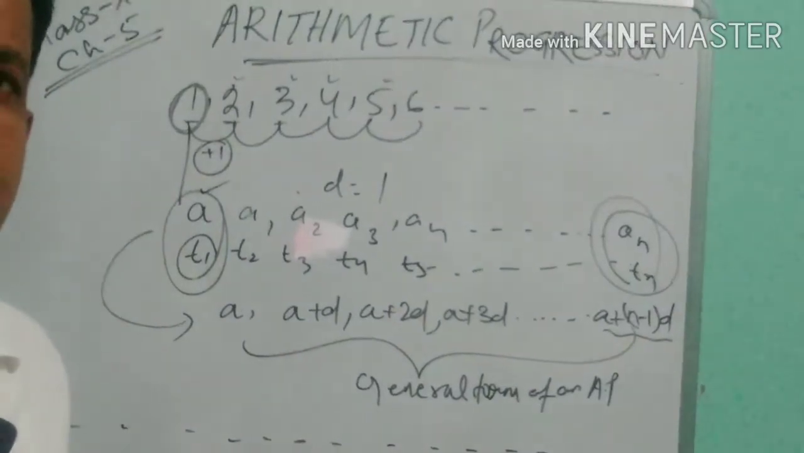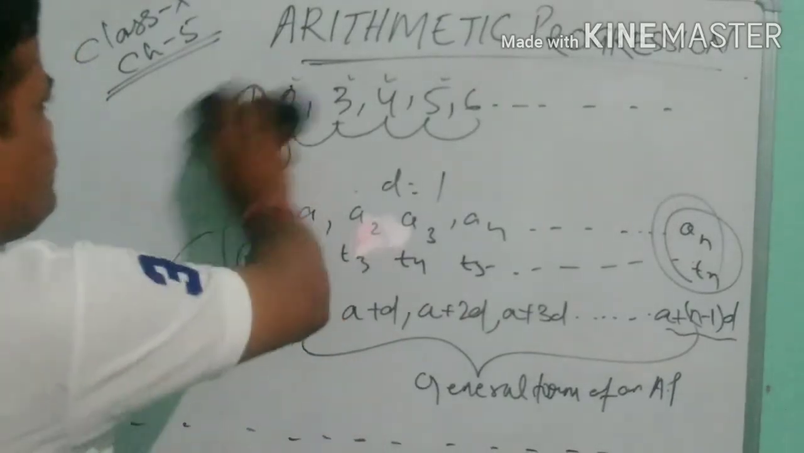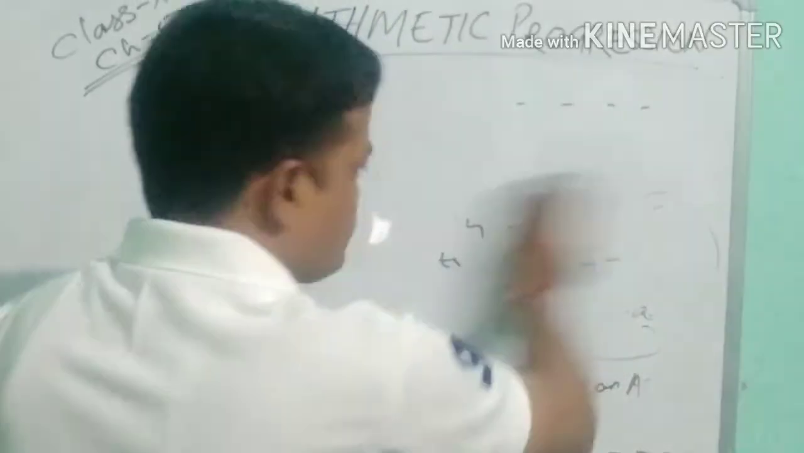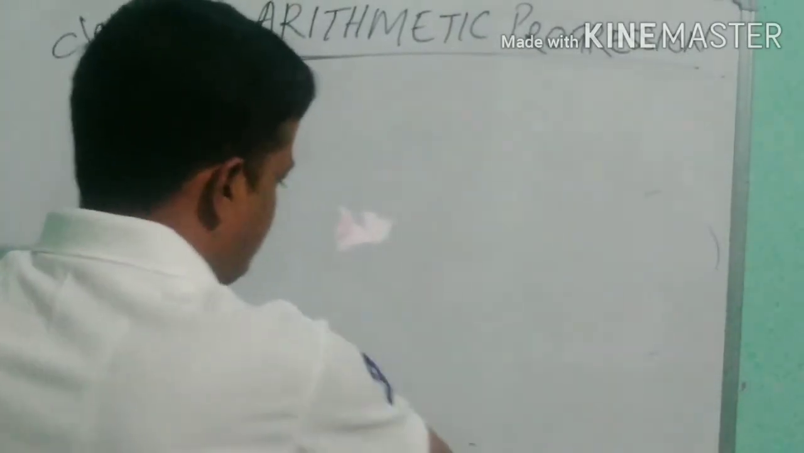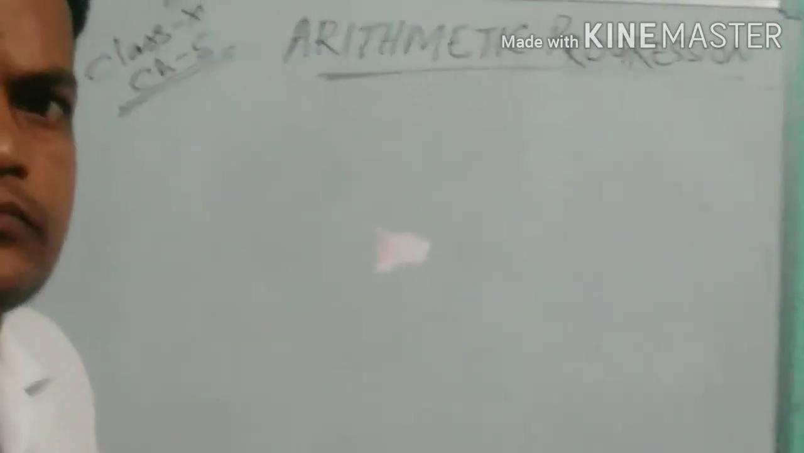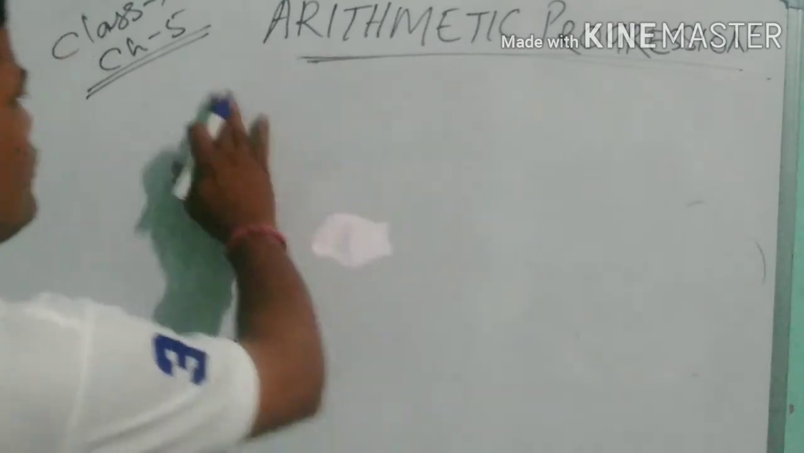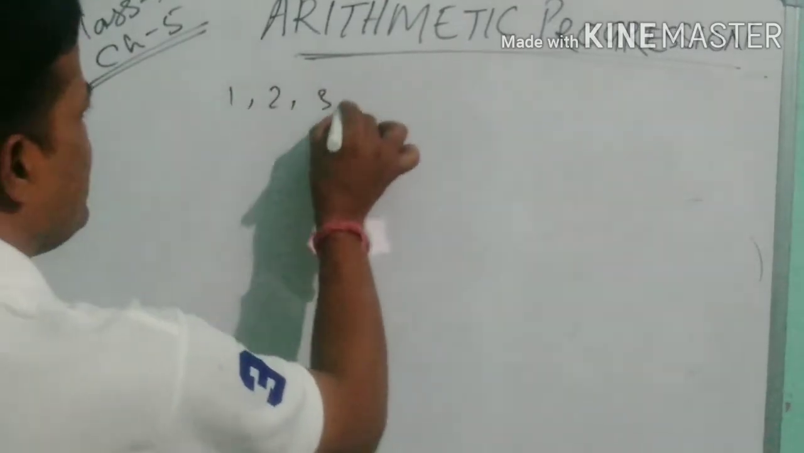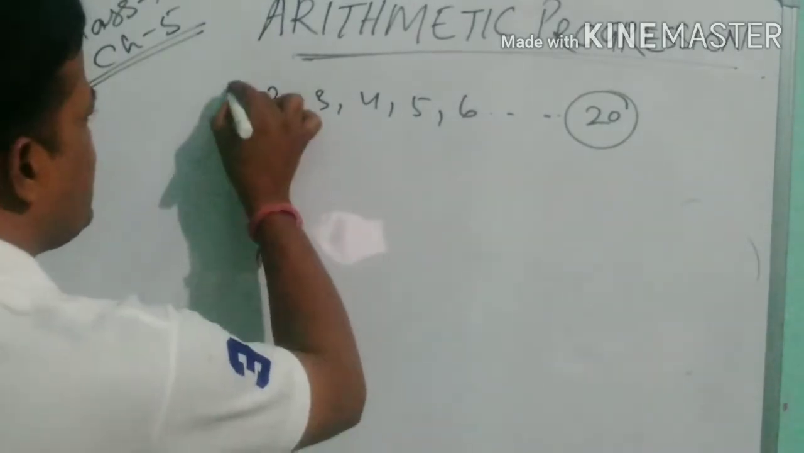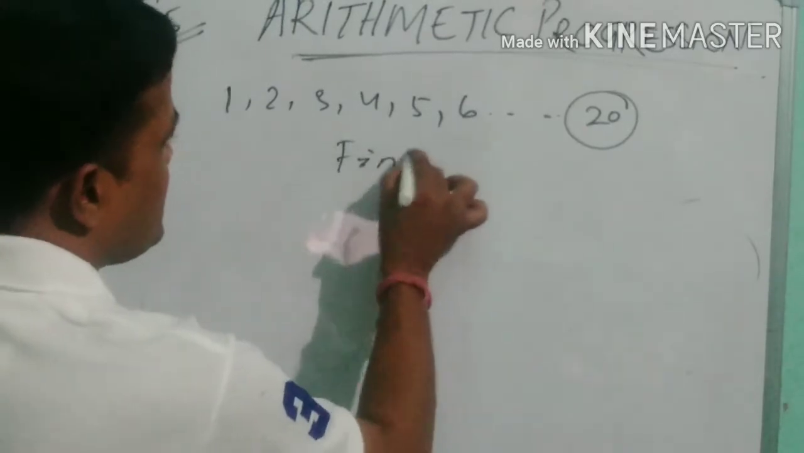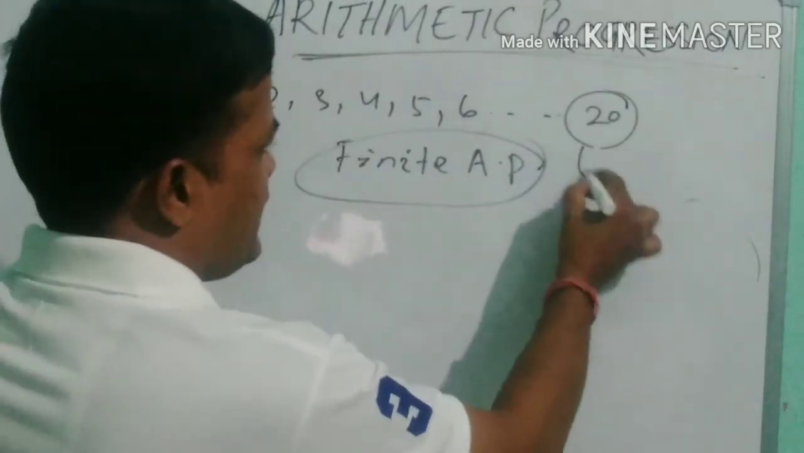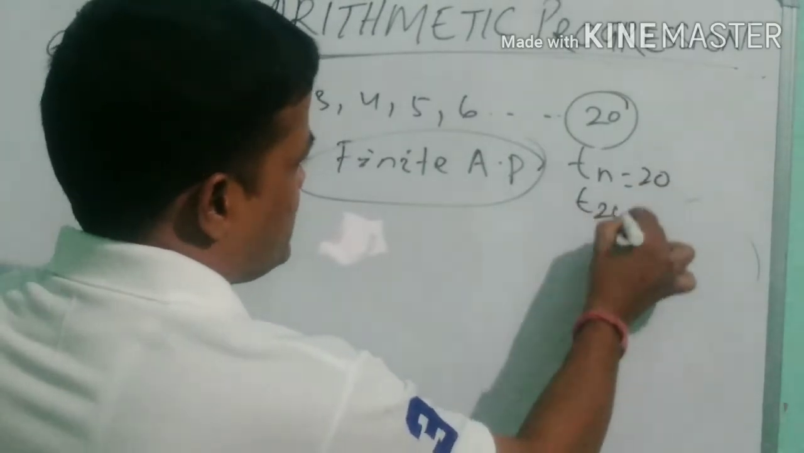Okay, friends, now let us see the types of APs. Generally, there are two forms of AP. Suppose 1, 2, 3, 4, 5, 6, up to the 20th term. This is called a finite AP, having a finite number of terms. So it has the nth term, the last term. Here we can say tn equals 20, or it can be written that the last term is term 20, T20.